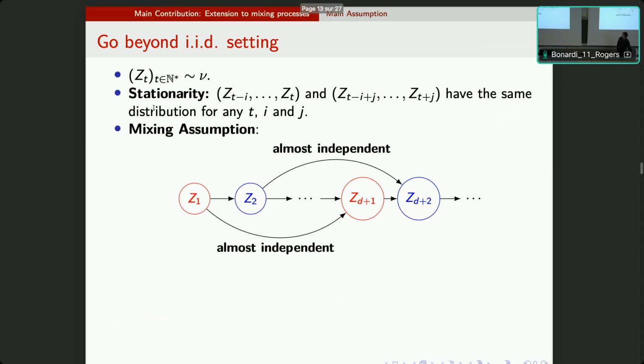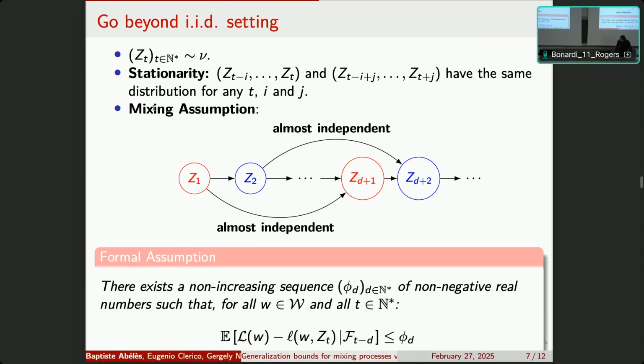And finally, this will be our main assumption, which is this mixing condition that basically states that a data point becomes almost independent of the past after d steps. And the idea, which is what I tried to picture here, is that then I can take the subsample of data points of block Z_1, Z_{d+1}, etc., and consider them as a subsample of almost independent data points. So here is the formal assumption in the paper.